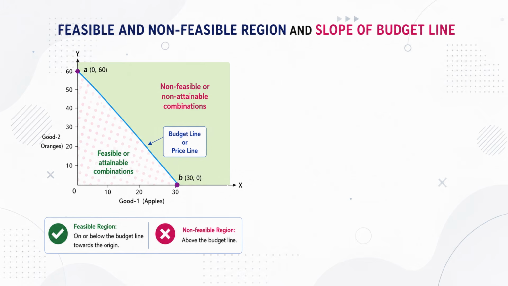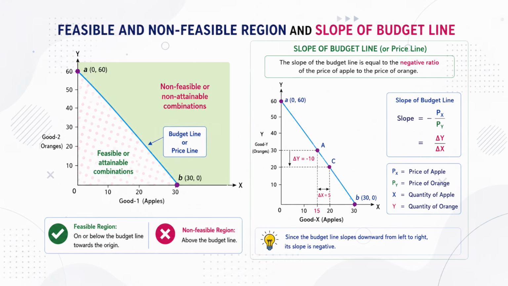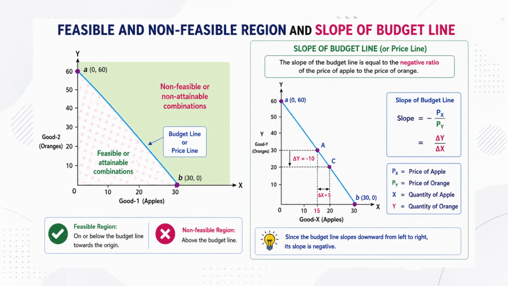Now, let us look at the slope of the budget line, also called the price line. The slope of the budget line depends on the prices of the two goods. In our example, apples are shown on the x-axis and oranges are shown on the y-axis. The slope of the budget line is equal to the negative ratio of the price of apples to the price of oranges. That is, minus Px divided by Py. It can also be expressed as delta y divided by delta x. Since the budget line slopes downward, its slope is negative. Therefore, the slope of the budget line is equal to minus Px divided by Py.